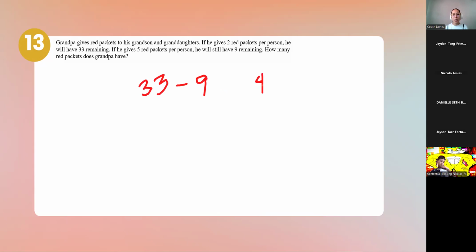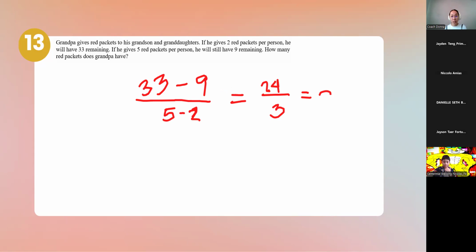Okay, let's write the complete equation. 33 minus 9, the remainders, divided by the difference. That's 5 minus 2, what you divided it with. All right? So 33 minus 9, that's 24. 5 minus 2 is 3. 24 divided by 3 is 8. So that's 8. Multiply it by 2, and add 33.